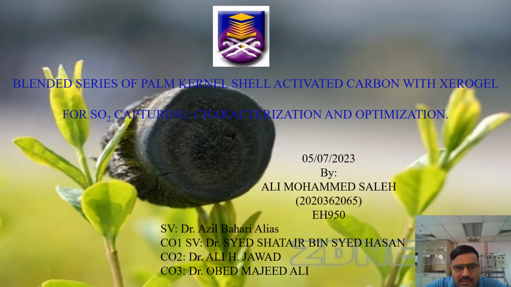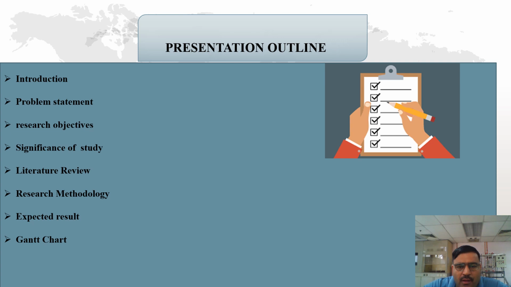My title is blending series of palm kernel shell activated carbon with zeolite for SO2 capturing, characterization, optimization and application. Today I will tell you about my presentation outline: introduction, problem statement, research objective, significance of study, literature review, research methodology, expected result, and Gantt chart.